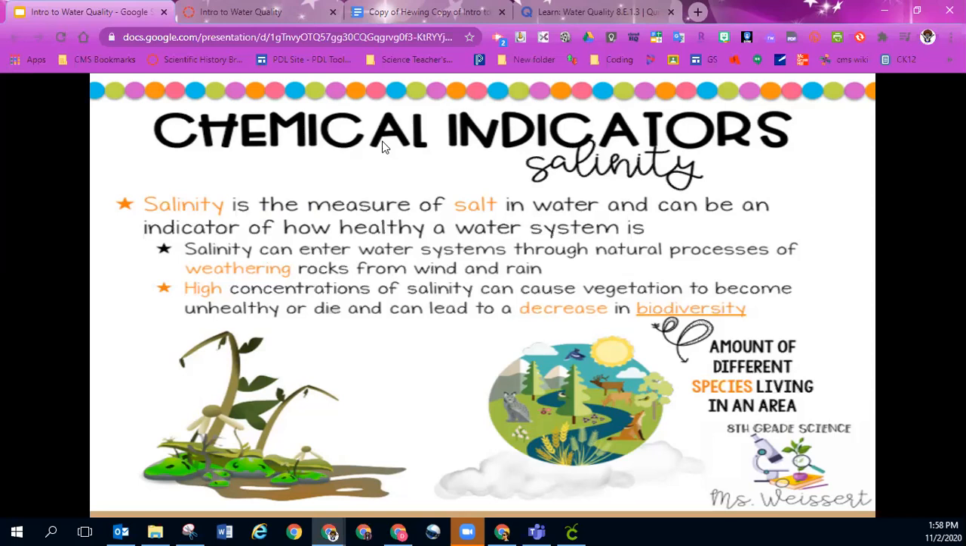When you have high concentrations of salinity, it can cause the vegetation to become unhealthy. It can die. It can also make some of the fish or aquatic animals die as well, because their bodies aren't used to salt water and can't always process it the same way. It can decrease biodiversity just because some of those different species may no longer be living.